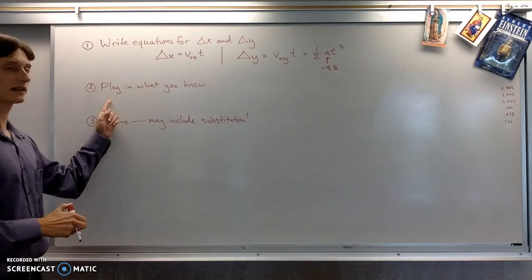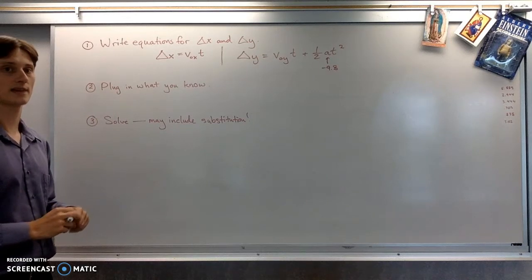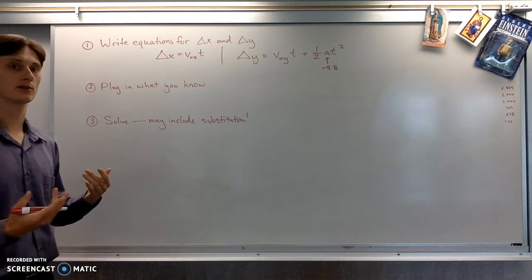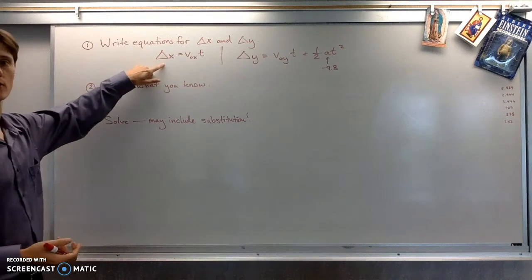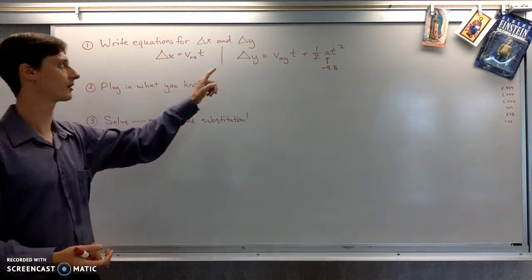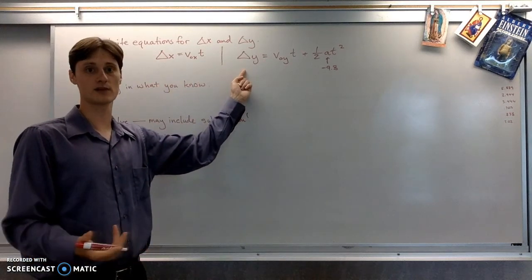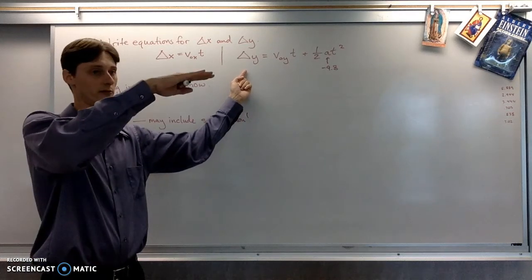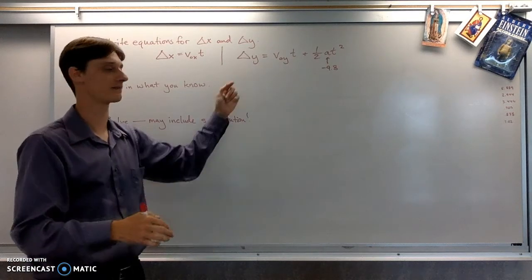All right. Plugging in what you know is the second step. Now, sometimes that's numbers they give you in the problem, like the projectile goes 12 meters before it hits the ground, or the building is 40 meters tall, which would mean the displacement would be negative 40. Something like that.